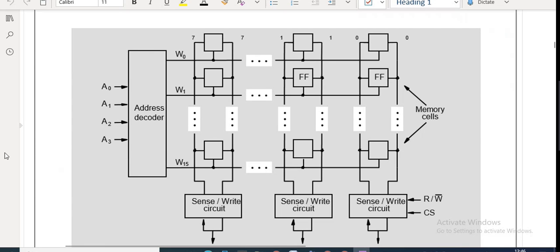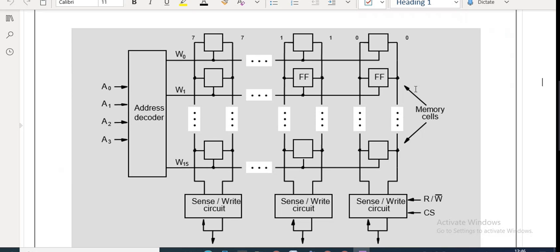So address decoder, as soon as the address is placed on the address line, it is going to start decoding the address. Once it decodes the address, it will come to know which row should be activated. How many rows are available here? Observe the diagram. W0 to W15. That means total 16 words.